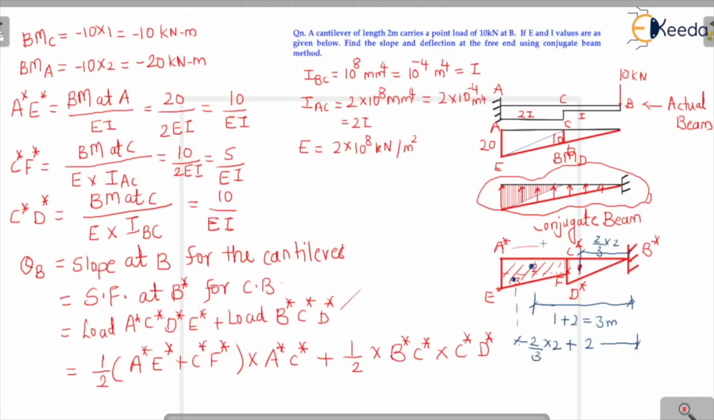There is a small mistake here. It is not 2. This is a 1 meter span. These are 1 meter spans, so wherever I have written 2, it is all 1 meter. So this will be 0.5, this will be 1 meter, this will be 1 meter. The total span is 2 meter. It will be 1.5 meter.